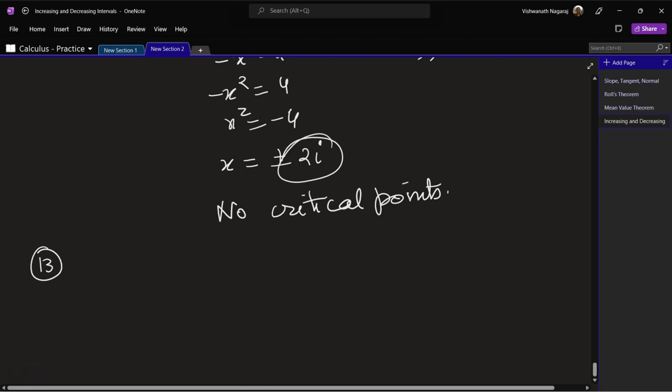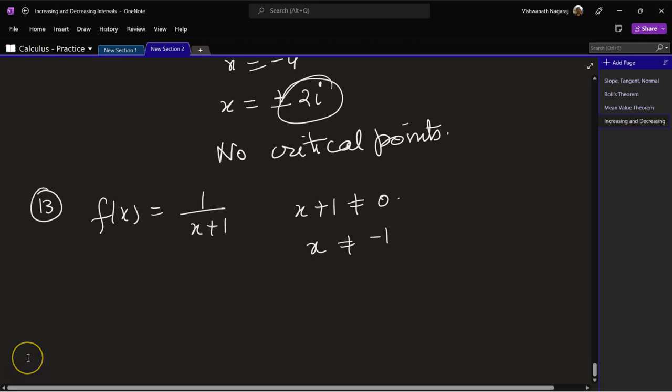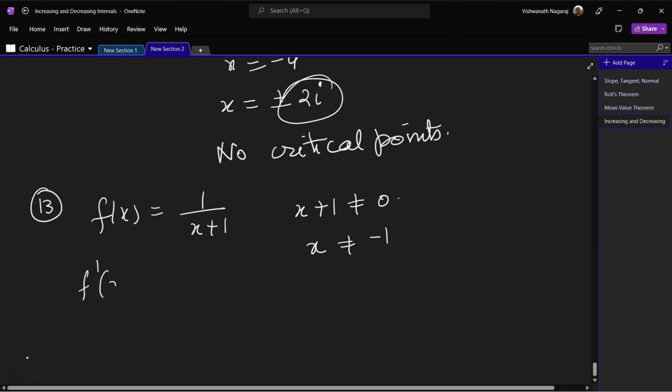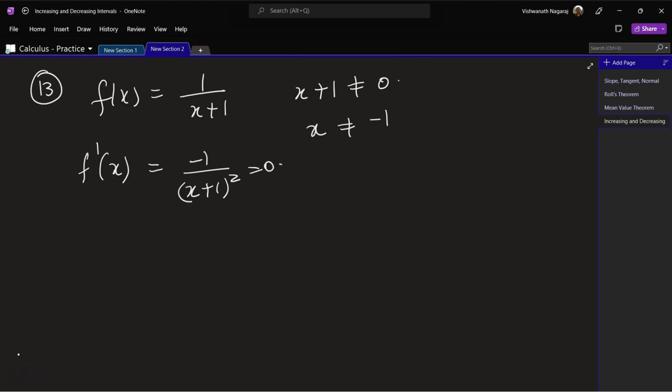Now 13th one, f of x is equal to 1 by x plus 1. Now here directly we can say x plus 1 cannot be equal to 0. That means x cannot be equal to minus 1. That means immediately we know that there are certain intervals available to us. So what are those intervals? And even if we try to differentiate this and equate it to 0, what will happen? Minus 1 by x plus 1 square, right? Equating it to 0, this x will disappear totally. So we don't even have to bother with that.